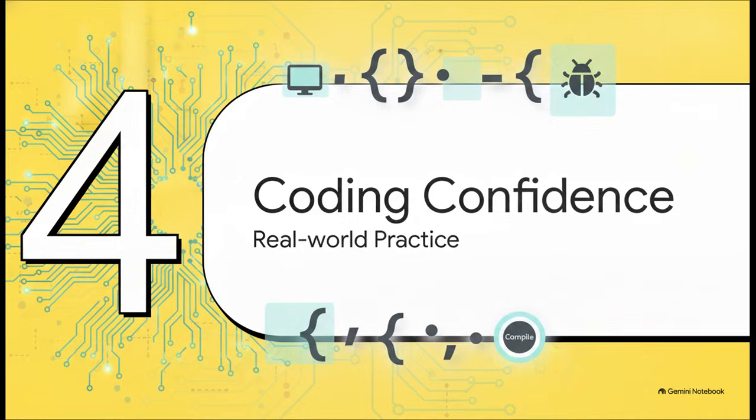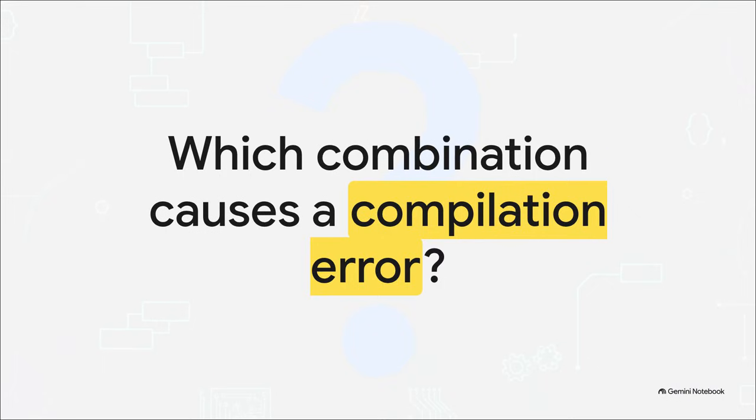Section 4. Test your coding confidence. From theory to real-world practice. Okay, let's transition from passive listening to some active engagement here. It's time to put on your compiler hat, look at these next combinations, and tell me which one is going to make the Java compiler completely riot with a compile time error.